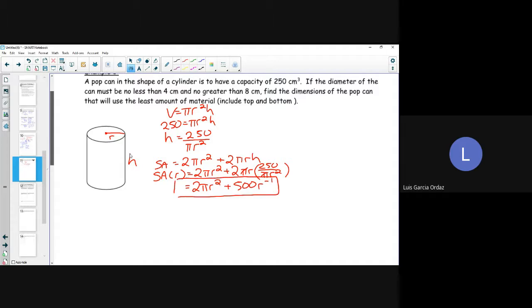So now what I want you guys to do is find my domain. So remember, our diameter has to be less than or equal to 8, but greater than or equal to 4. And so you're going to find my domain, and you're also going to find me the radius at which it produces the least amount of material. So I'm going to give you guys 5 to 10 minutes to try to figure this question out.